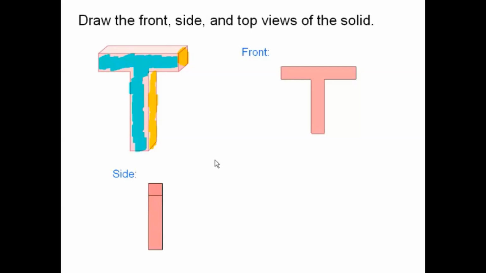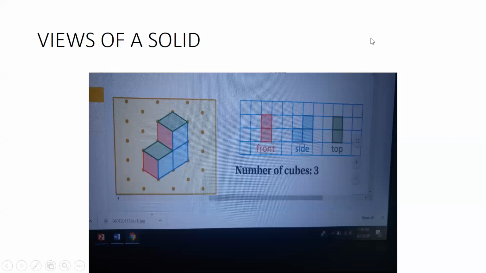Finally, let's draw the top view. For the top view, imagine that you are able to stand above the solid and look down on this face. The top view would look like a rectangle. These drawings are the front, side, and top views of the solid. A picture that I took from our book also shows views of a solid when you're using cubes. You can see the color coding on this picture as well, showing the front, the side, and the top view.